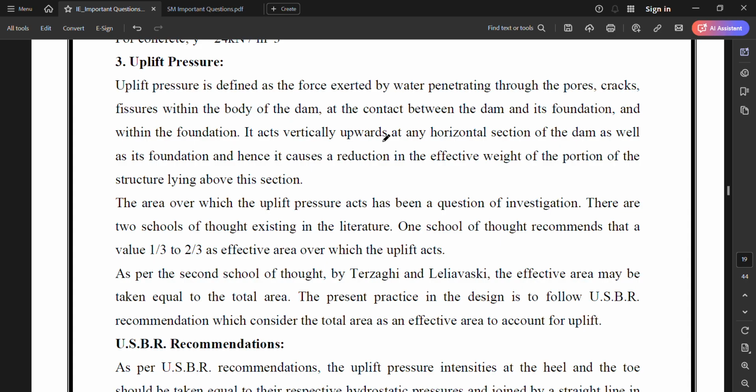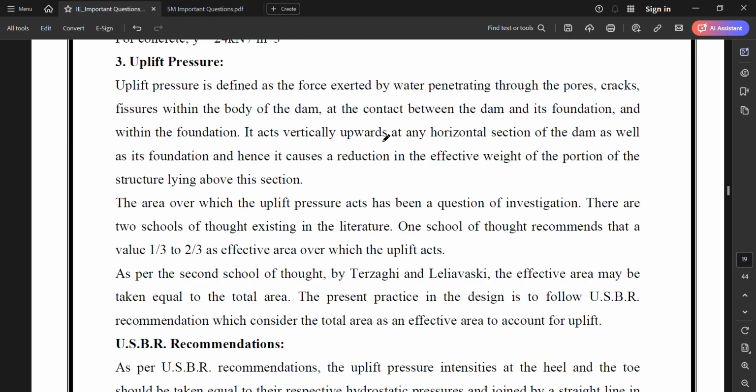lying above the section. The area over which the uplift pressure acts has been a question for investigation. There are two schools of thought existing in the literature. One school of thought recommends a value of 1 by 3 or 2 by 3 as the effective area over which the uplift acts. So one study says that the pressure acts on 1/3 or 2/3 of the effective area.